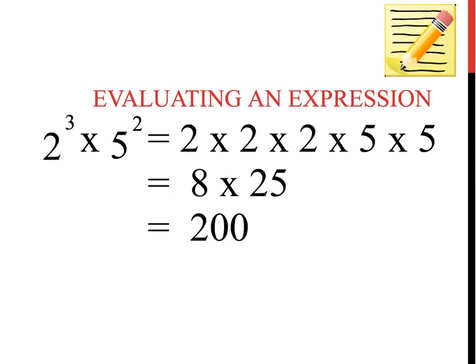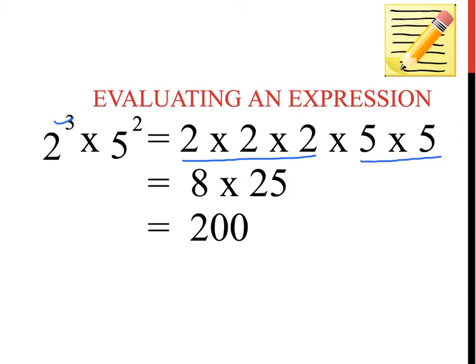Alright, this is a bit harder. We're multiplying a couple of powers together, so we have to expand both of these powers and then multiply them together. Okay, so 2 to the power of 3, so we've got 2 times 2 times 2. And we've got 5 squared, so 5 times 5.